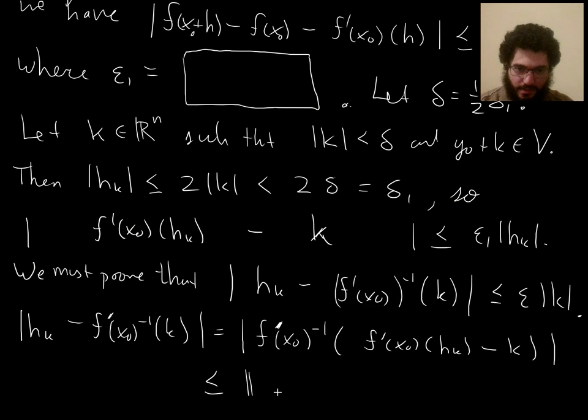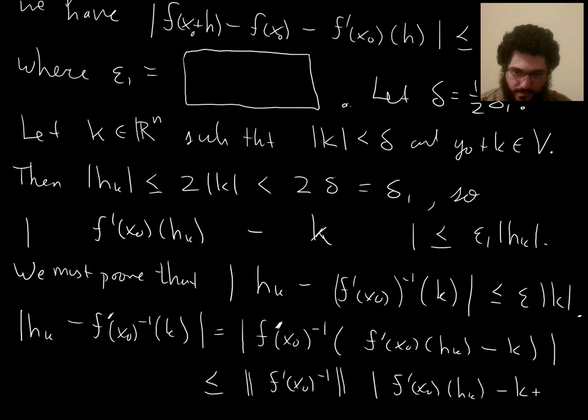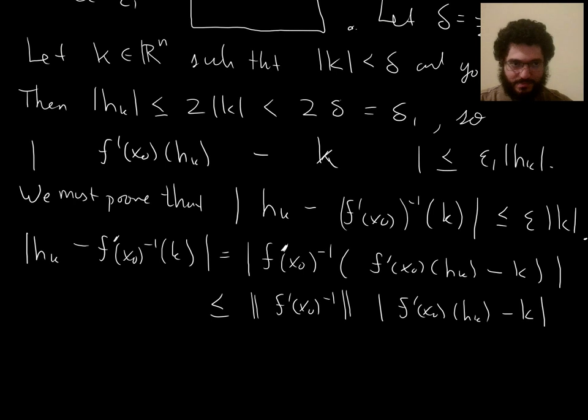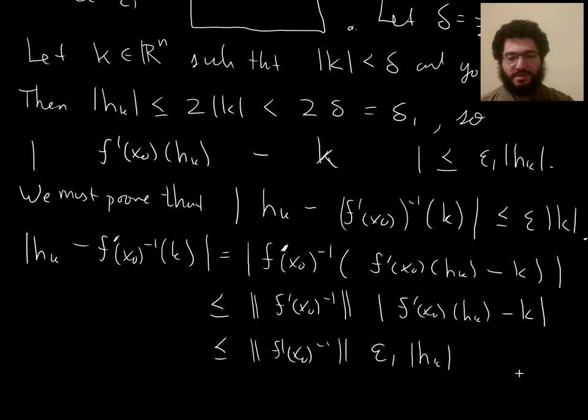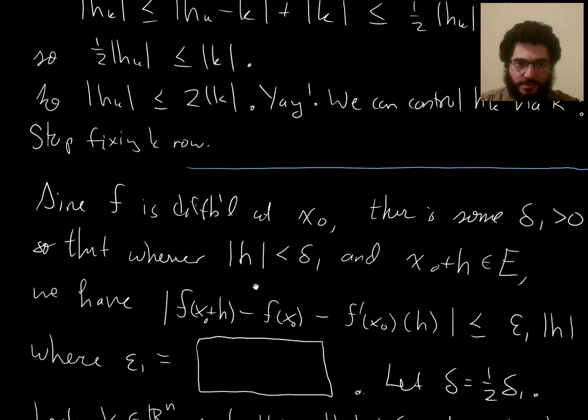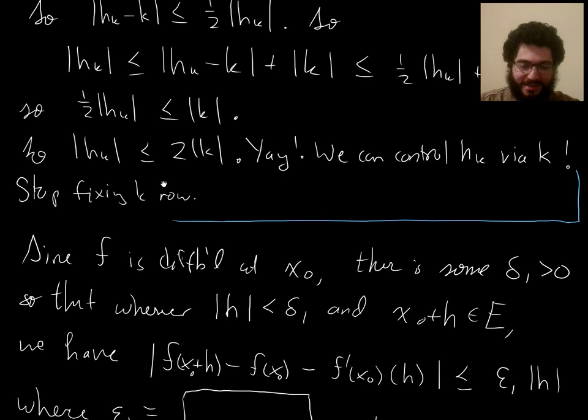So now, this is no bigger than that. And now I can use what I've got here. So this portion here is bounded above by epsilon 1 norm hk. And that's not really what I wanted. Remember, I wanted this at the end. So I wanted something times the norm of k. But remember, again, we managed to set things up so that controlling k controls hk. Controlling the size of k controls the size of hk.